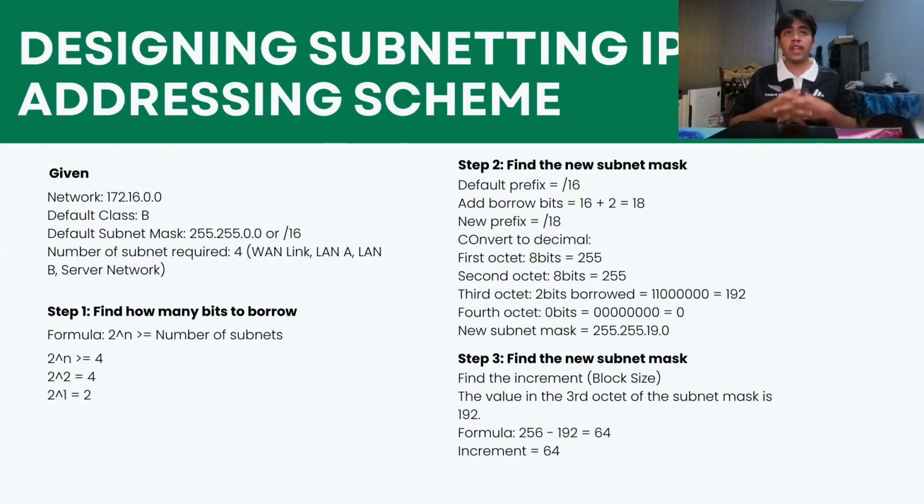And for step 3, we need to find the increment, the block size. The value in the third octet of the subnet mask is 192, and we need to put it in the formula. The formula is 256 minus 192, which equals 64. So the increment will be 64.